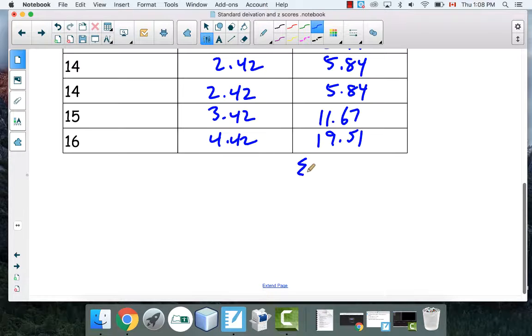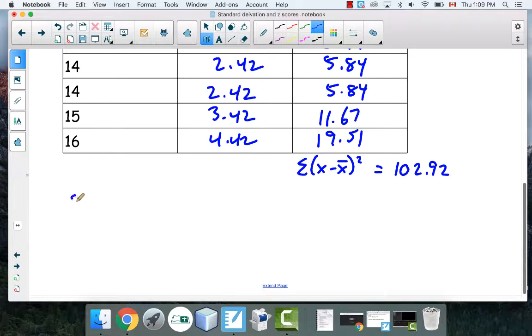So what I want now is the sum of all of the x's minus the x bars squared. So I'm going to add up this entire column. Go ahead and add them all up. You should get 102.92. So that's part of my equation now that's solved already.